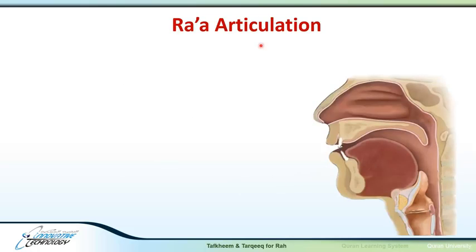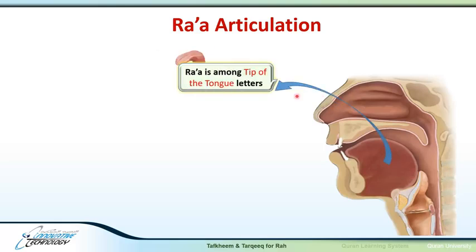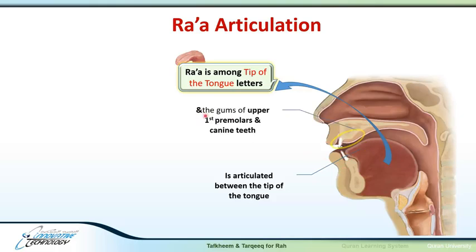In an earlier lesson on articulation and characteristics of letters, we talked about the Ra articulation, and we'll revise quickly what we learned in that lesson. We said that the Ra is among the tip of the tongue letters. What do we mean by that? Well, we mean that the Ra is articulated between the tip of the tongue here and an area of the hard palate just behind the first premolars and the canine teeth. This area. Such approximation leads to the Ra passing between them, producing the sound R.